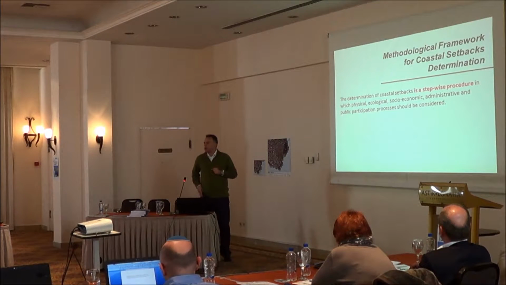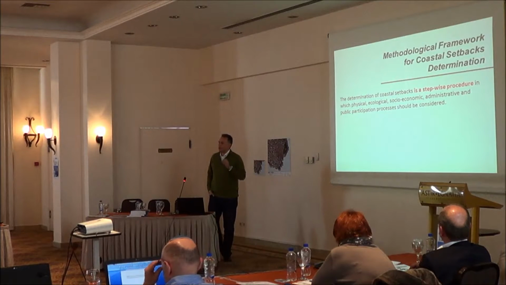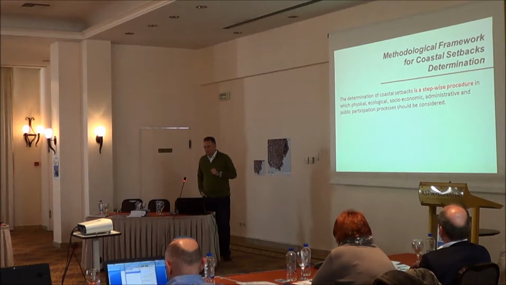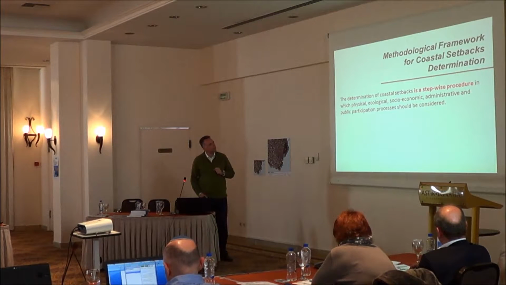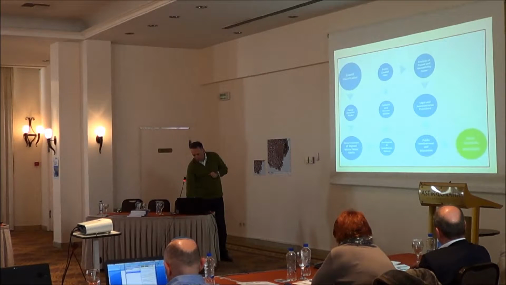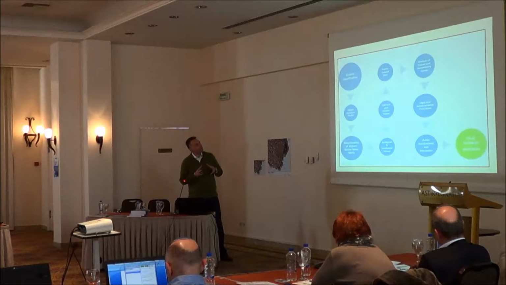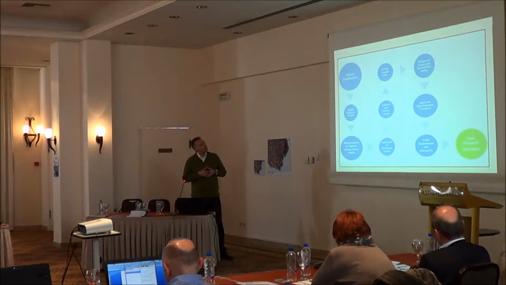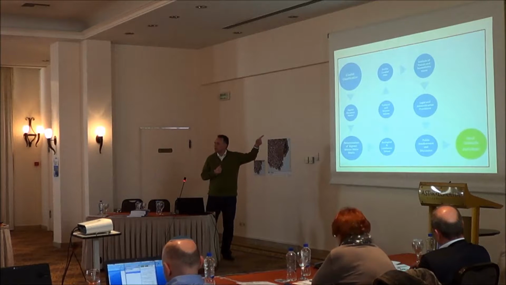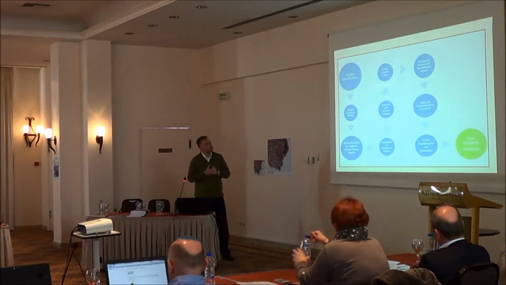So, our methodology considers a stepwise procedure in which physical, ecological, socio-economic, administrative, and public participation processes should be considered. And I'm going to go through this methodology by this graph. The importance of the different steps is given by the diameter of the circle. You see that the first step is coastal classification. I'm going to explain every step in the next slides.